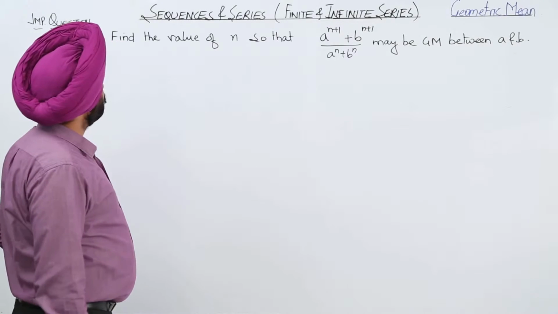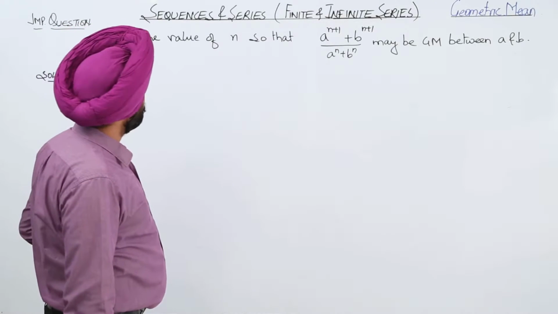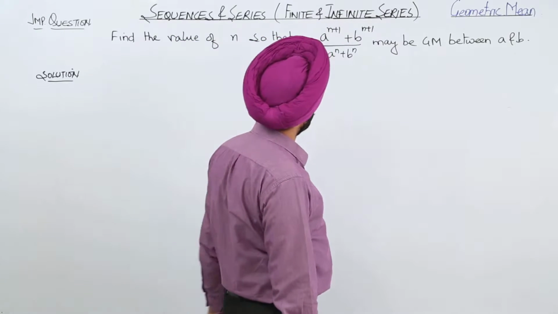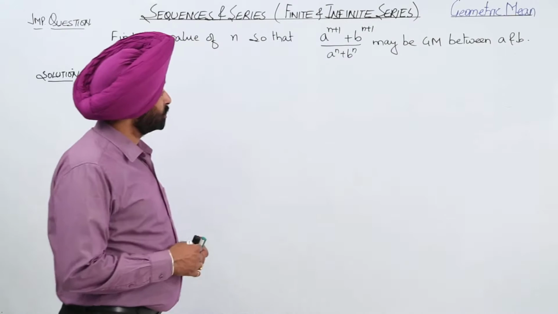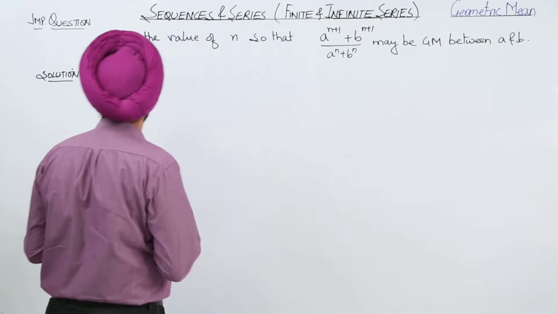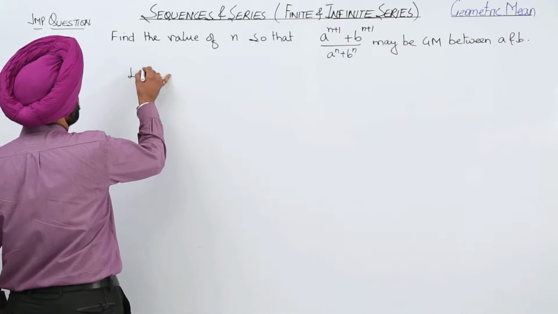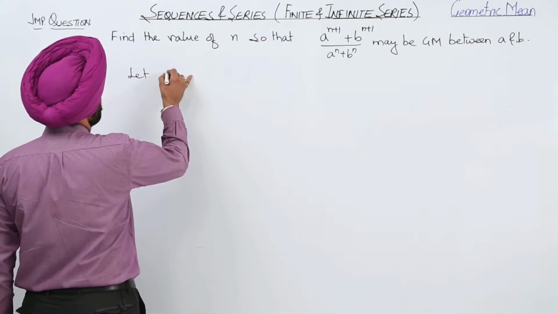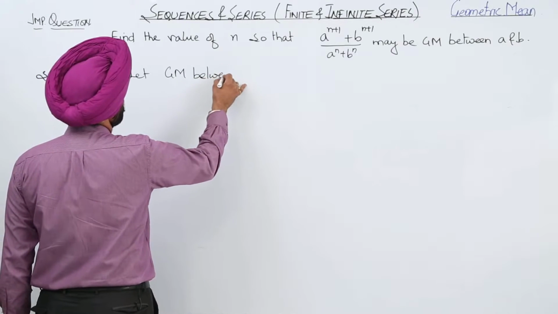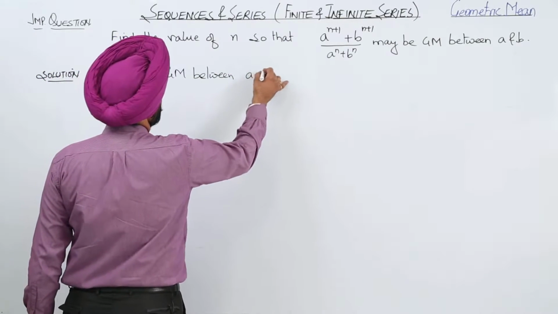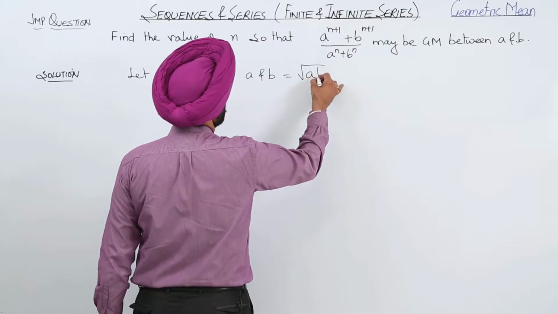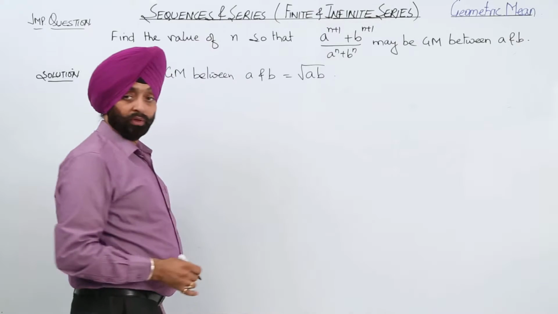Now in this question we have to find the value of n so that (a^(n+1) + b^(n+1)) / (a^n + b^n) may be the GM between a and b. Now let the GM between a and b be equal to √(ab). This is the GM between a and b.